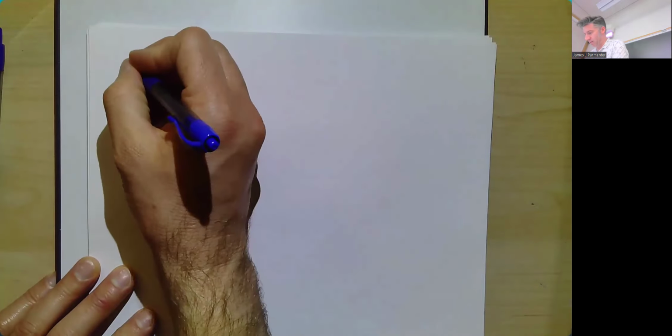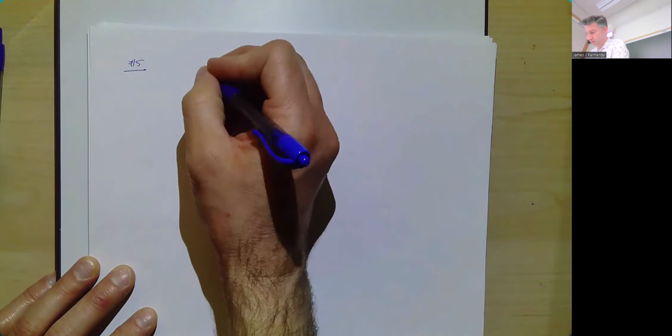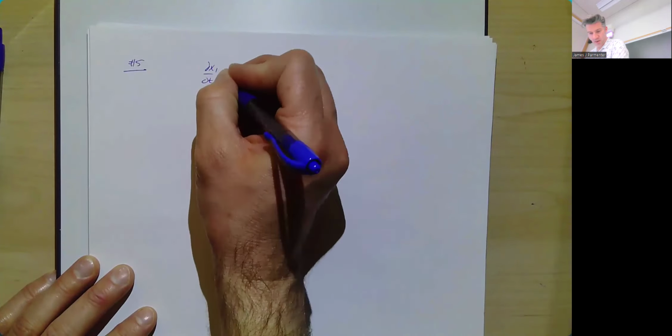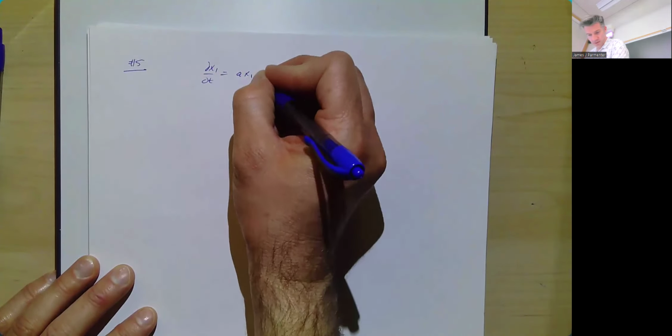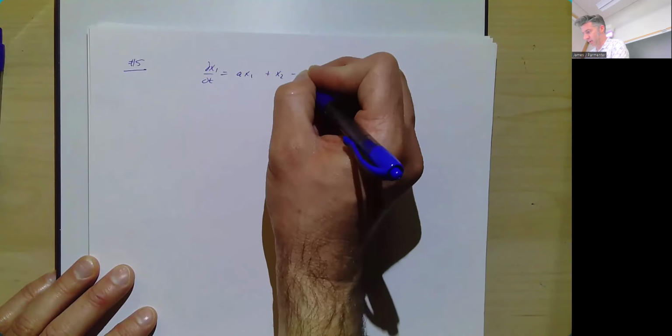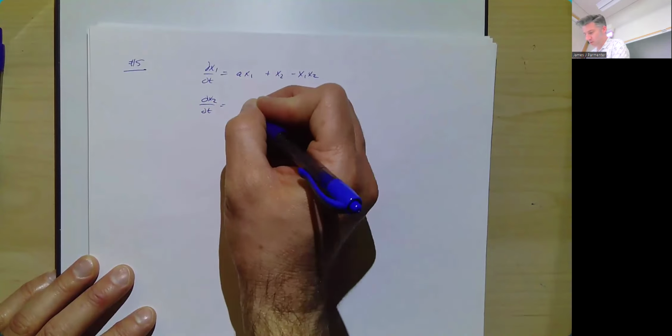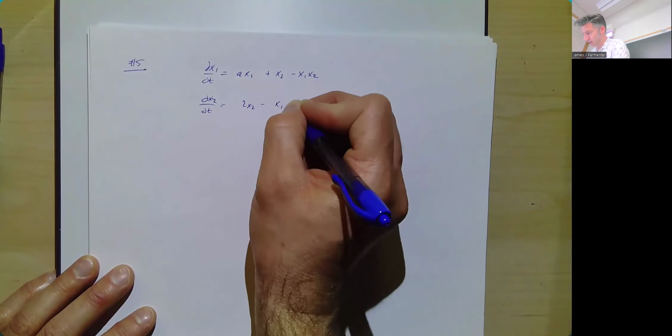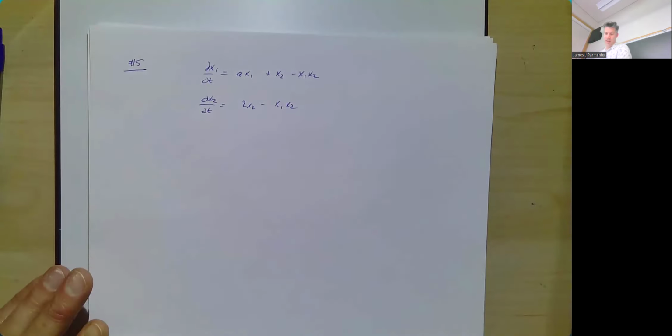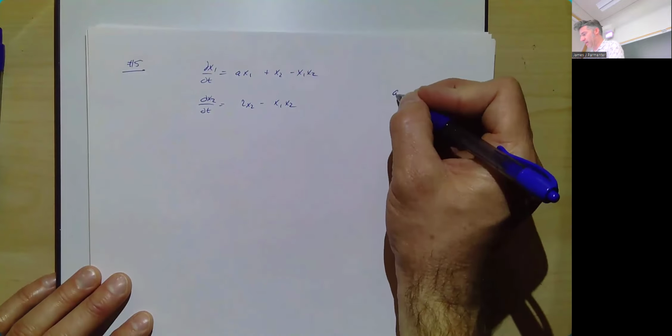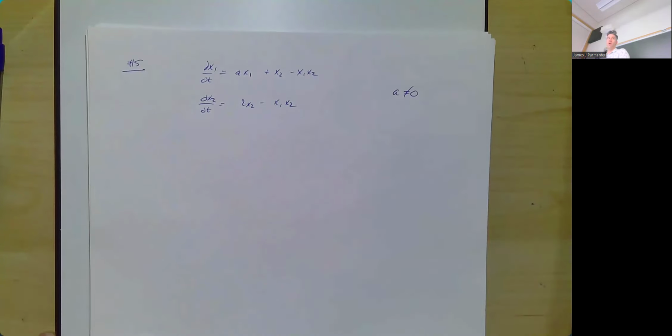So let's look at this one here. Following system of nonlinear differential equations, this is number 5. We have dx1/dt equal to ax1 plus x2 minus x1x2, and dx2/dt equal to 2x2 minus x1x2. And I'll point out, he says a is a real number and a is not 0. So our stability or instability might depend on whether a is bigger than something or less than something.